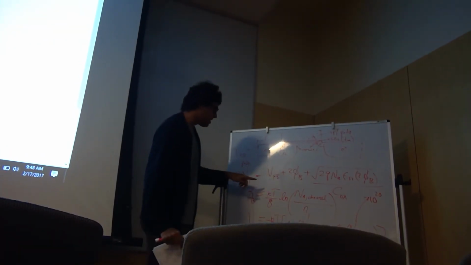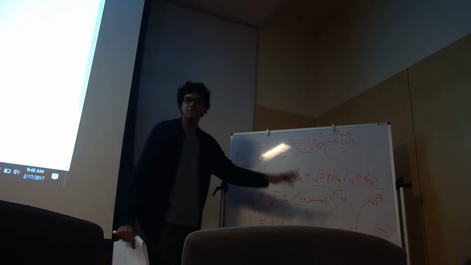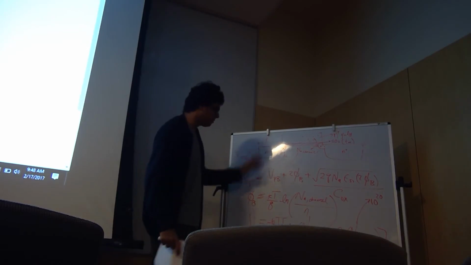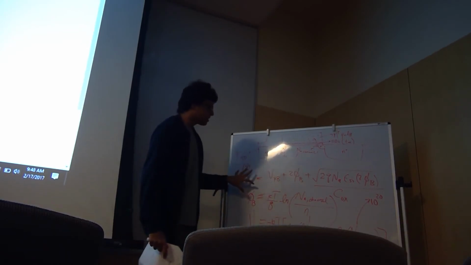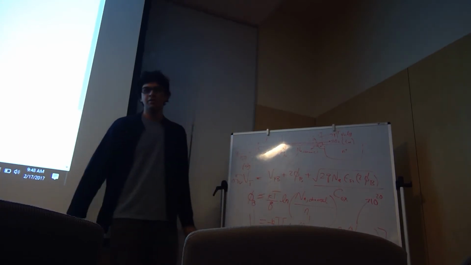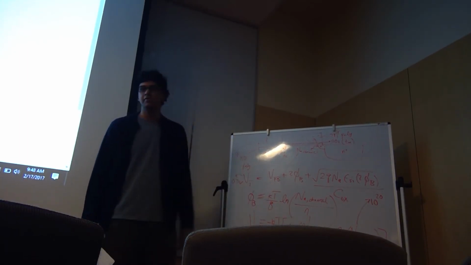Then Ni, you know, for silicon at 300 Kelvin, it's about 1.45 × 10^10 per centimeter cubed, something like that. Plug in all these values here. Now this is a complicated expression, so you use MATLAB or something to solve for the doping. So if you know all these values, you can solve for the doping.